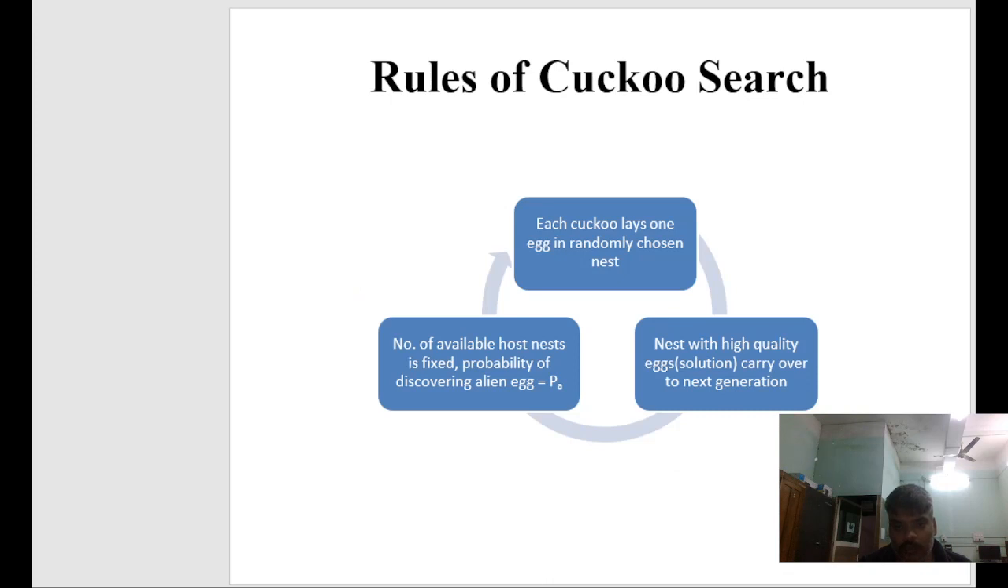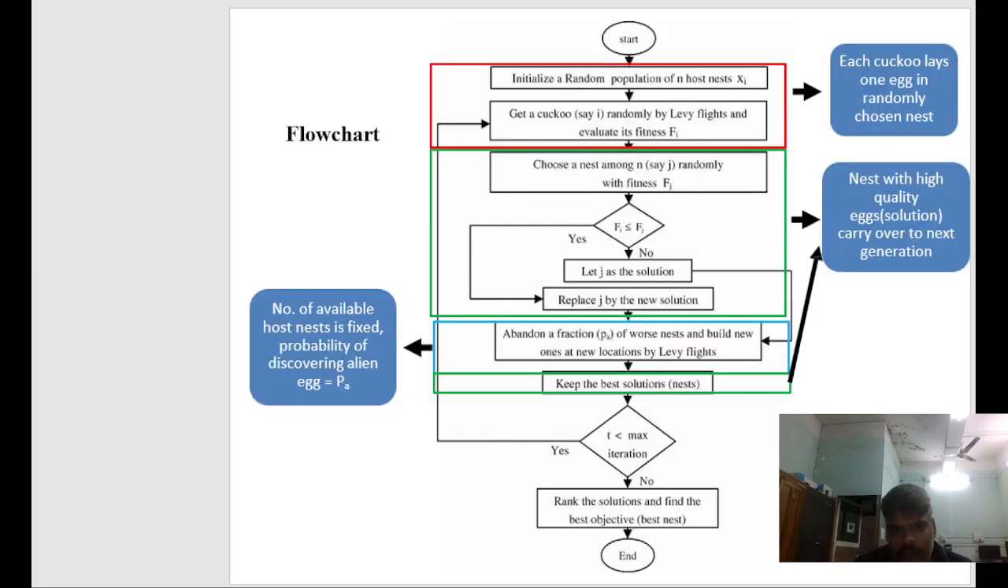Each cuckoo lays one egg in a randomly chosen nest. The number of available host nests is fixed. The probability of discovering an alien egg is equal to Pa. Nests with high quality eggs carry over to the next generation. The rules of cuckoo search: each cuckoo lays one egg in a randomly chosen nest; nests with high quality eggs carry over to the next generation; the number of available host nests is fixed; the probability of discovering an alien egg is equal to Pa.